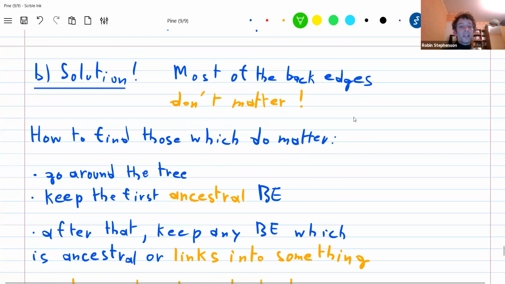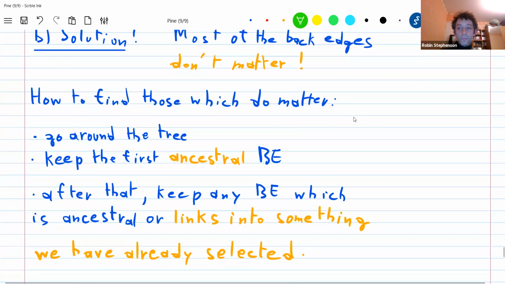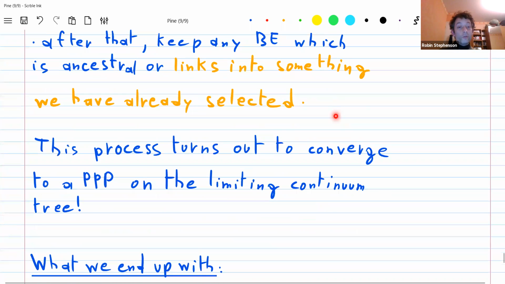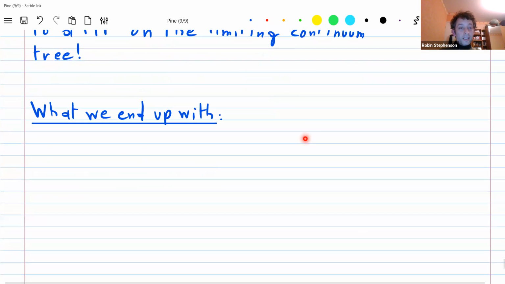So here's how you find the back edges which matter. You explore your tree in depth first order, and you chuck away all the back edges until you reach the first ancestral one. After that, you're still going to chuck away most of them, but you keep any that are ancestral, because those create loops, or links into something that we've already selected. When you do it like that, this selection process converges to a Poisson point process of back edges on that limiting continuum tree. And this is perfect, and it lets us finish the thing.